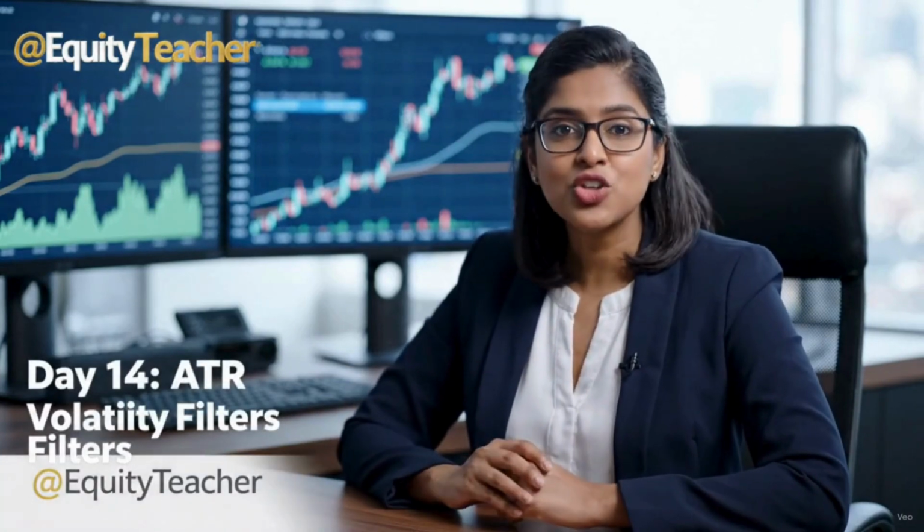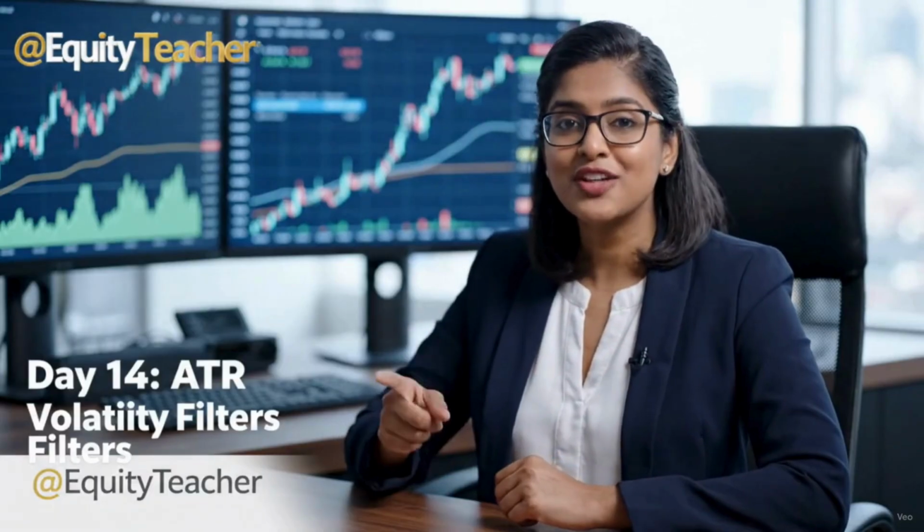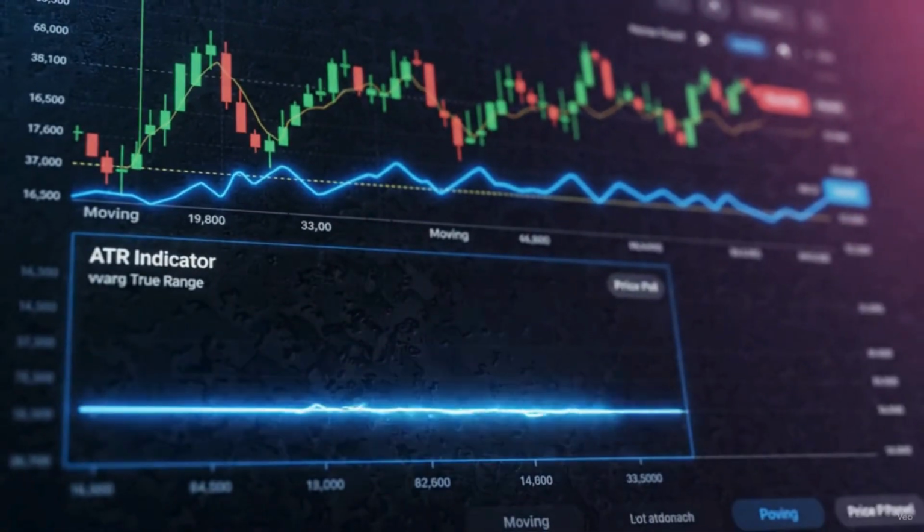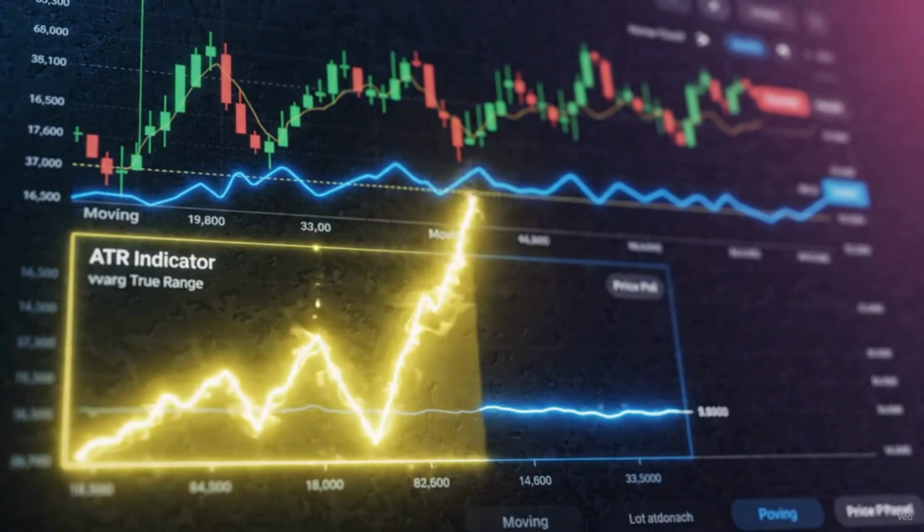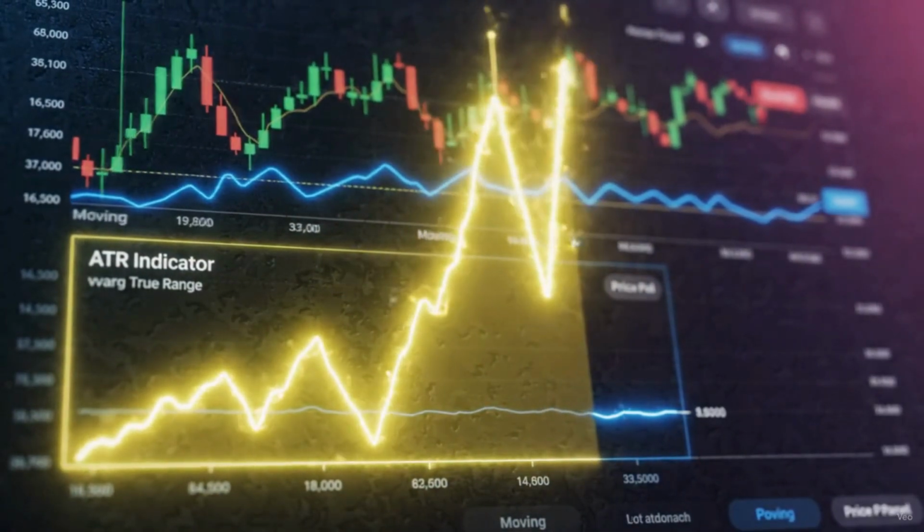Today, we use average true range, or ATR, to filter out dead trades. Are you tired of buying breakout setups only to watch the stock freeze and bleed out your time value? The problem isn't your pattern, it's volatility. You're entering dead charts with zero expansion potential.